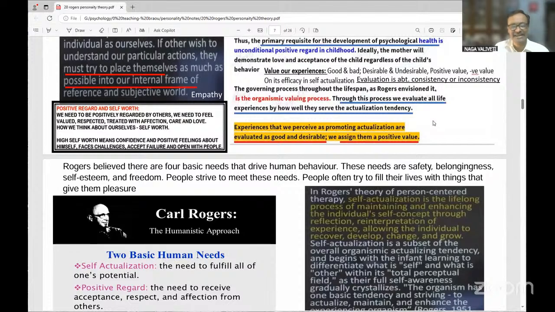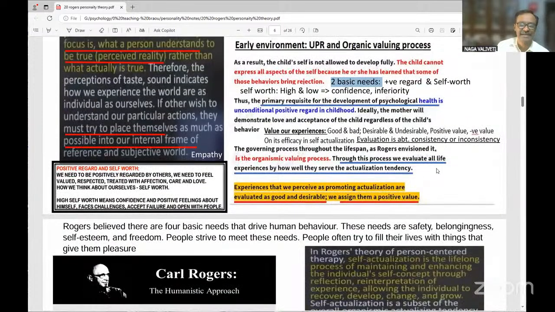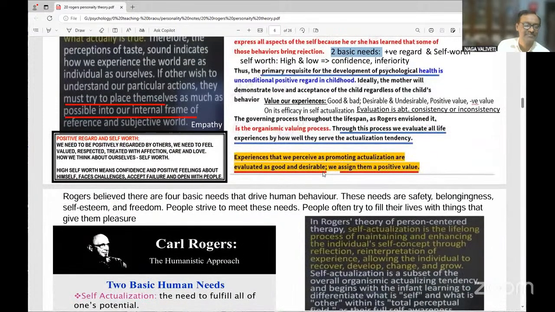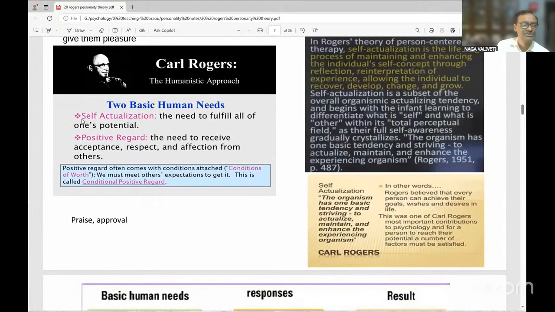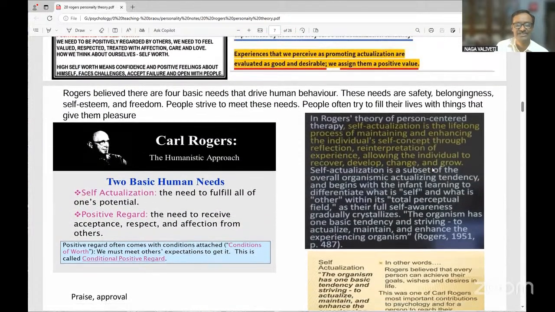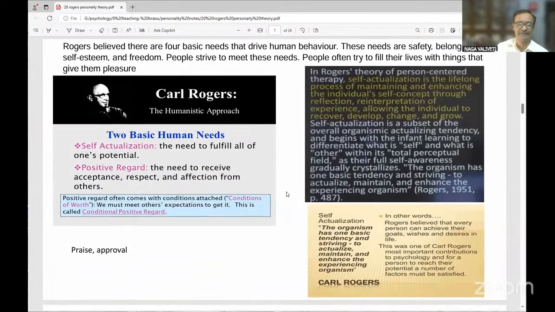There are certain tendencies you develop. In the process, yourself develops certain tendencies. He gave 19 tendencies. They are called self-actualization tendencies. So self-actualization, positive regard are the basic needs. The requirement is unconditional positive regard from the parents or the teachers or the friends, or more so from the important persons in your life, right?